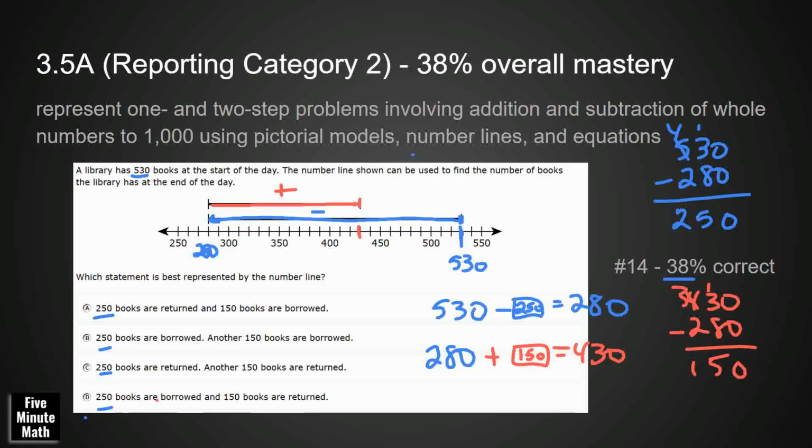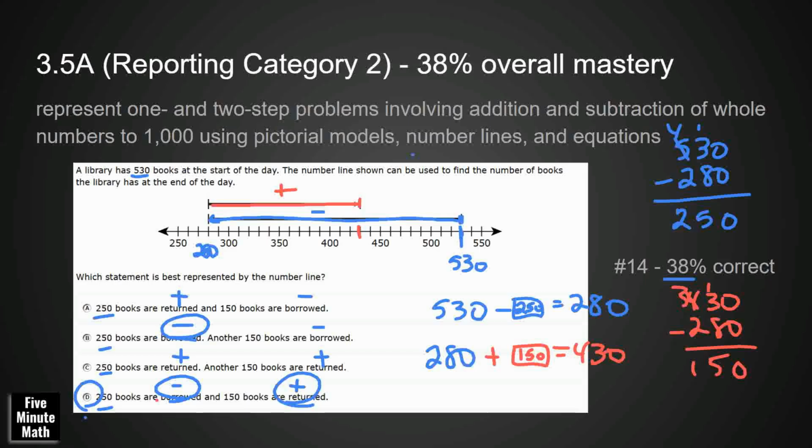So when we return something, that is a minus. And so we're going to subtract here. And actually, when we return something, that is a plus. Excuse me for that. When we borrow something, we're taking it away from the total. And so we're looking for this order. Everything is 250 and 150. But I'm looking for a subtract first, and then a borrow or a plus second. So our answer here is B.